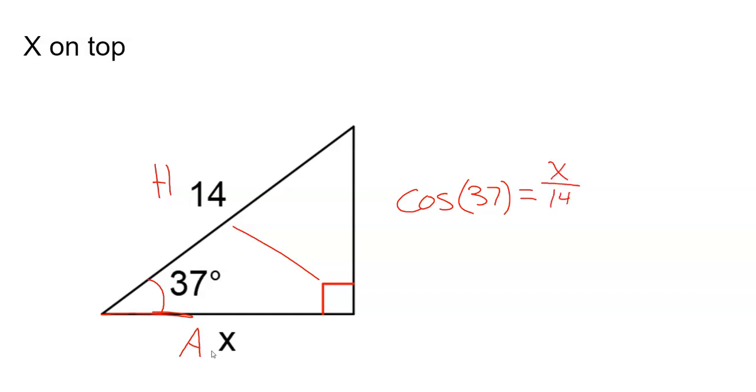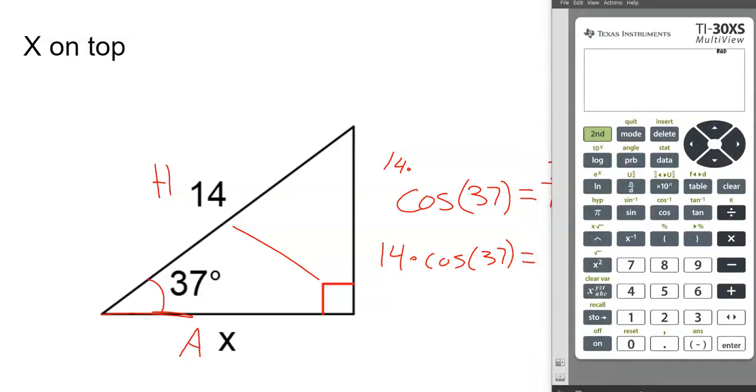So x over 14. Now I need to get x by itself. The way I undo dividing by 14 is multiplying both sides by 14. So I have 14 times cosine 37, and that's going to give me my answer. So I get out my calculator. I make sure it is in degrees and not radians. Okay, and then I just type that in: 14 cosine 37, and hit enter, and I get an answer of 11.18.